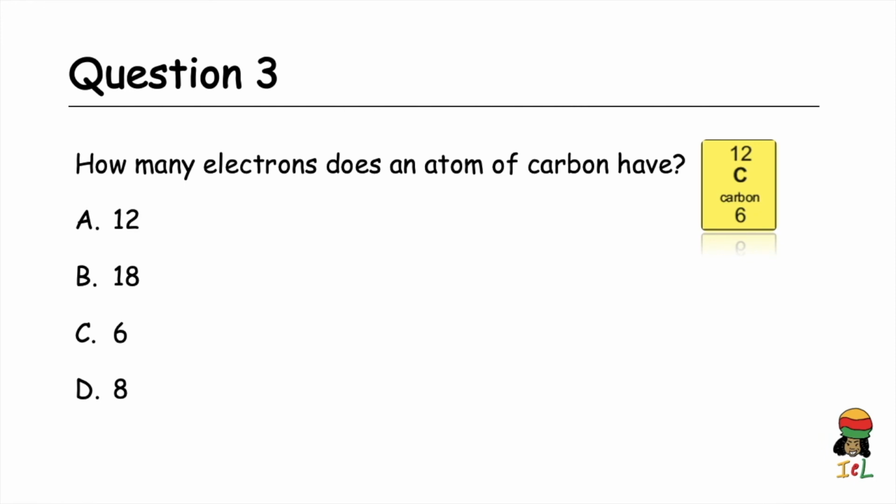Question 3. How many electrons does an atom of carbon have? A, 12, B, 18, C, 6, D, 8. The answer is C, 6. As we know, the atomic number gives the number of protons, but for an atom, the number of protons equals the number of electrons. So there will also be 6 electrons in an atom of carbon.